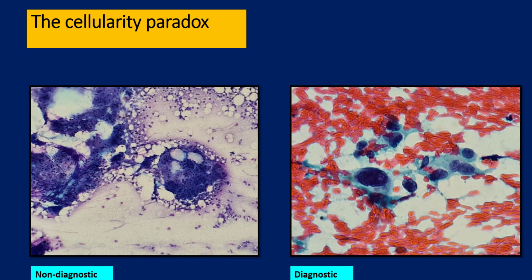Now, the cellularity paradox, this is what I'm talking about. There is no point counting the number of cells. For example, in this case, we have a lot of cells. There are benign salivary acinar cells, which is absolutely fine. You were thinking of a sialadenosis. But if there is a well-defined mass lesion there, this is no good. So this is a non-diagnostic aspirate.